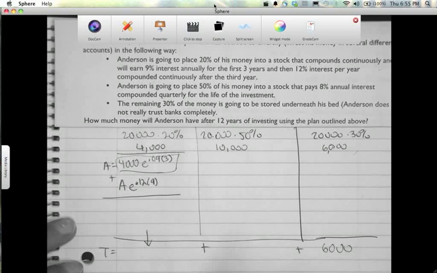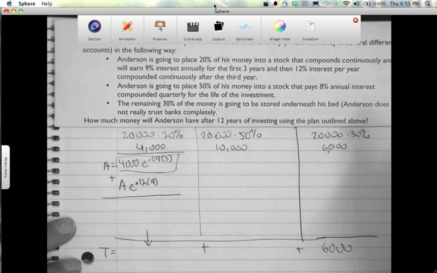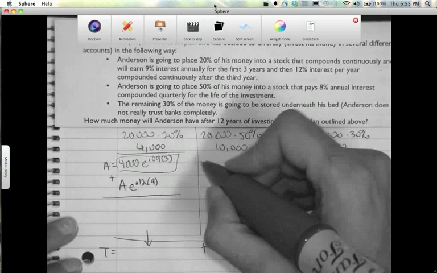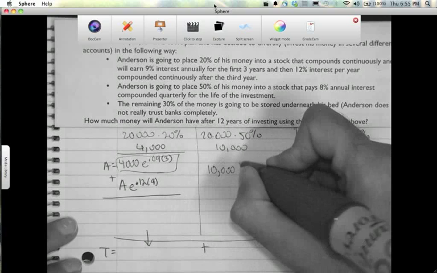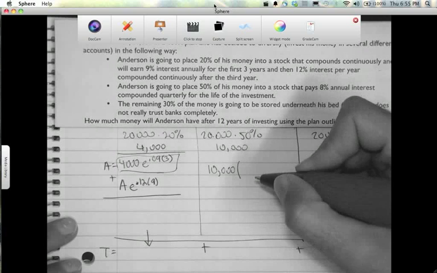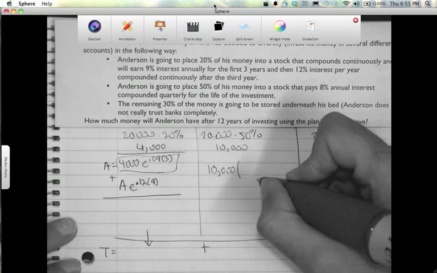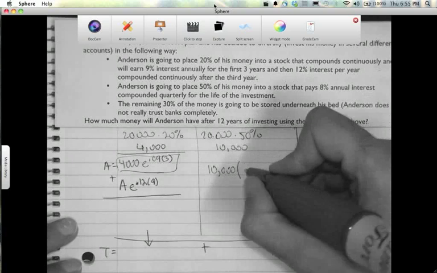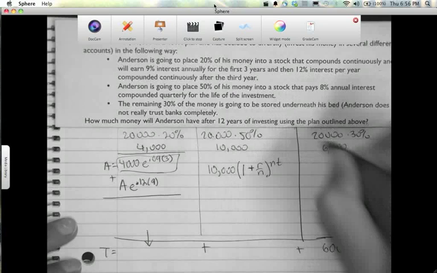The middle part of the problem says that half of his money is going to be in stock that pays 8% annual interest compounded quarterly. Compounding quarterly looks a little different. It's $10,000 times, this is the discrete compounding model. So it's 1, listen carefully, 1 plus R over N, parentheses, to the NT power. Remember, this is the P, the principal. Let me just write that formula out first, and we'll fill in the blanks.